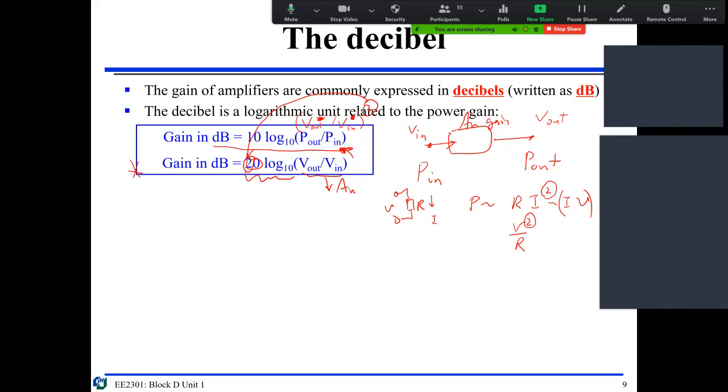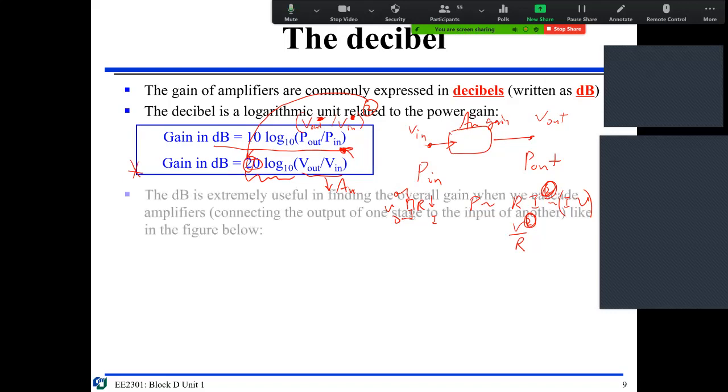Then they'll ask you, why 20, not 10? You should explain it like this: originally dB is defined as 10 log 10 for the power ratio. The power is proportional to the signal squared, either square here or square here. So that's why we have 20. I tell you, a lot of people don't know how to answer this question. Be careful. Let's move on.